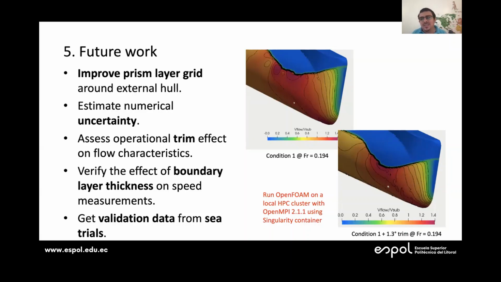And this is something interesting because we are naval engineers and we are looking at our problem through the hydrodynamics part, but the speed sensor uses an electromagnetic field. So we need to cooperate with people from a completely different area in order to assess the effect that the boundary layer thickness has on the measurements that the probe reports. So we plan to do that this year.